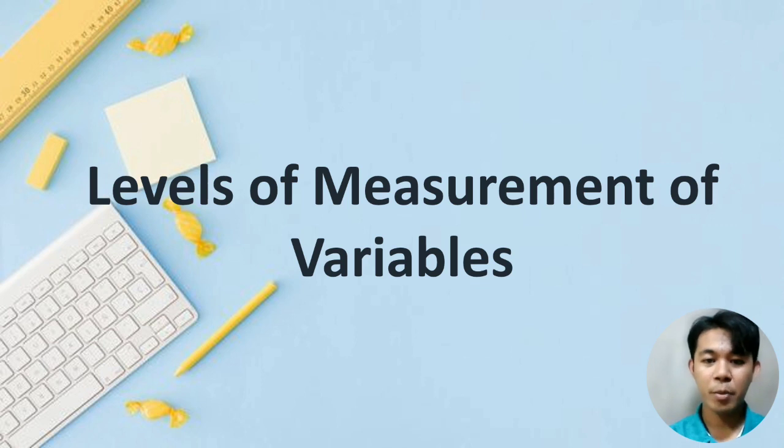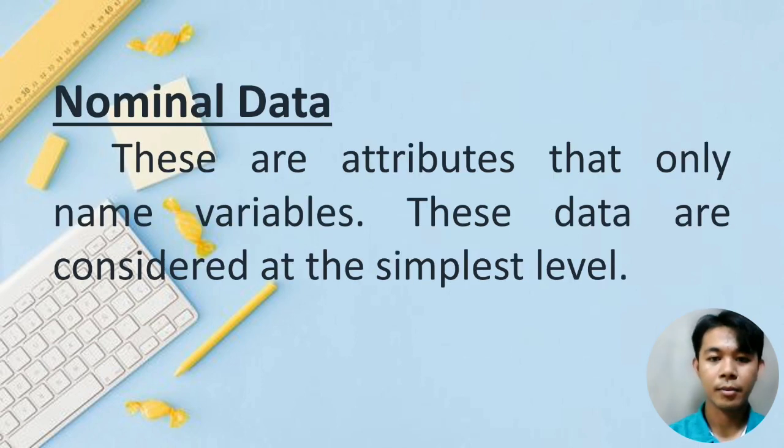Levels of measurement of variables. Nominal data. These are attributes that only name variables. These data are considered at the simplest level. So the data can be labeled or classified into mutually exclusive categories within a variable.